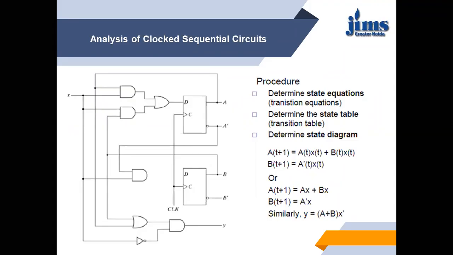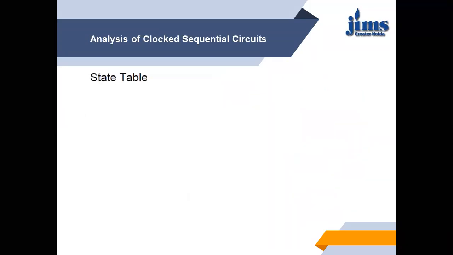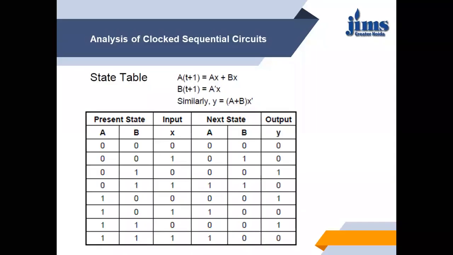So our next step is to find the state table, and here is how to draw it. We are given A(t+1) equals AX plus BX, B(t+1) equals A bar X, and Y equals A plus B and X bar, found from the circuit diagram. With this, there are three inputs: A and B, which are the present state, and X.